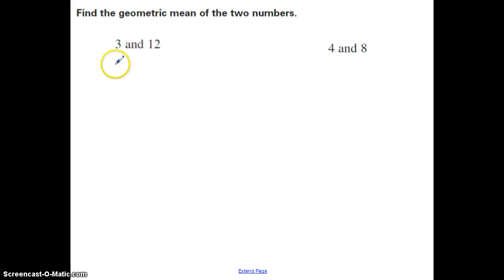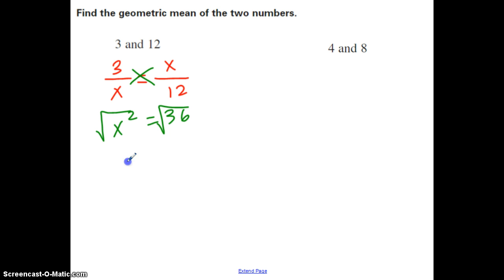Let's find the geometric mean of these two numbers, 3 and 12. So this means we're going to set up a proportion where 3 and 12 are in the opposite diagonals, and we have x and x in opposite diagonals. Then we're going to cross multiply. X times x gives us x squared. 3 times 12 is 36, and then we take the square root of both sides, and we end up with x is equal to 6.